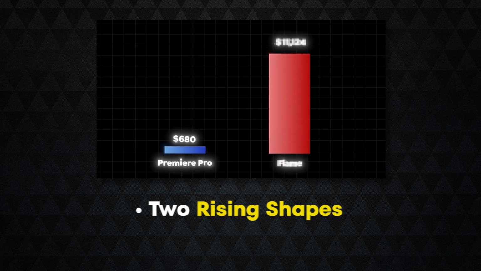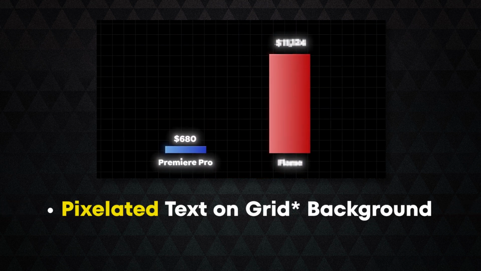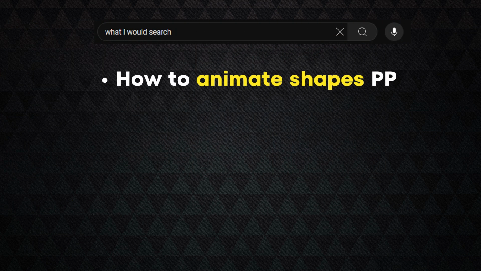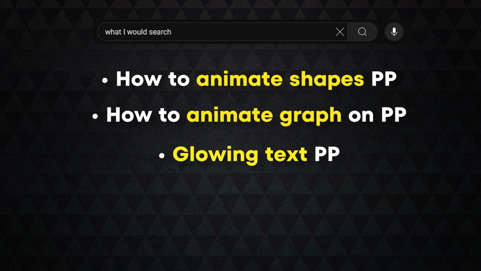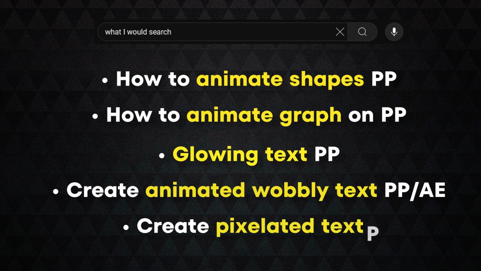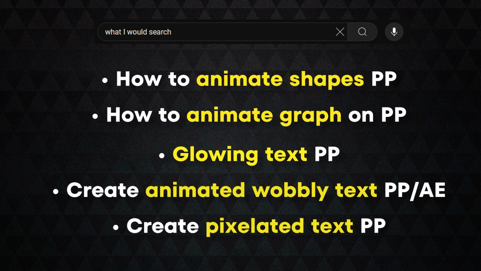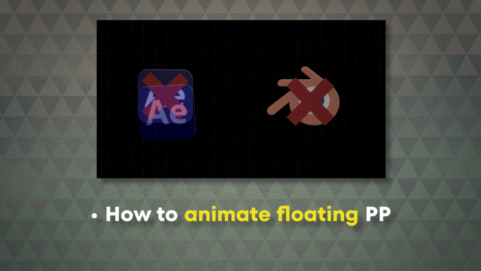For our animated graph, we have rising shapes, glowing and animated text, and pixelated text on a graph-like background. Our search list for the animated graph would be how to animate shapes on Premiere Pro, how to animate a graph on Premiere Pro, glowing text Premiere Pro, animated wobbly letters Premiere Pro / After Effects, pixelated text Premiere Pro, and I'm going to throw in how to animate floating effect to cover this clip here.